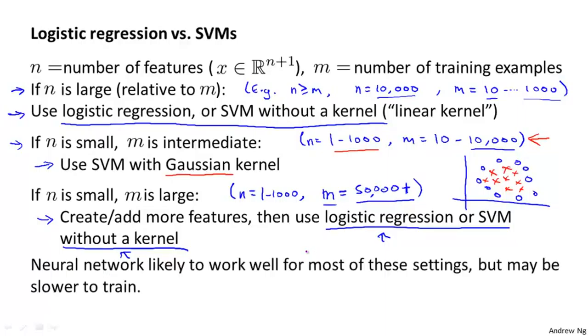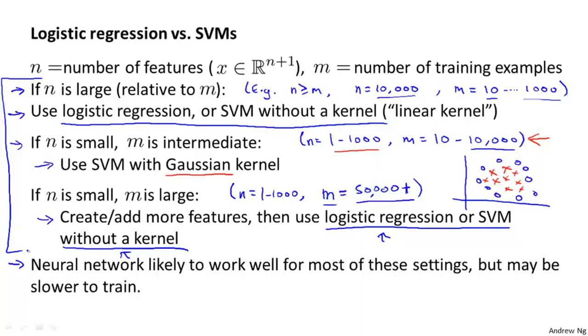And finally, where do neural networks fit in? Well, for all of these different regimes, a well-designed neural network is likely to work well as well. The one disadvantage, the one reason I might sometimes not use a neural network, is that for some of these problems the neural network might be slower to train. But if you have a very good SVM implementation package, that could run quite a bit faster than your neural network.